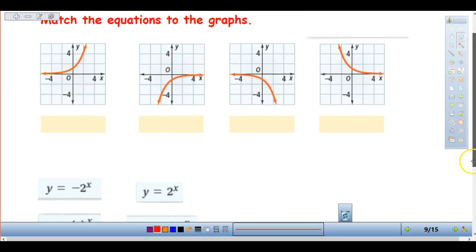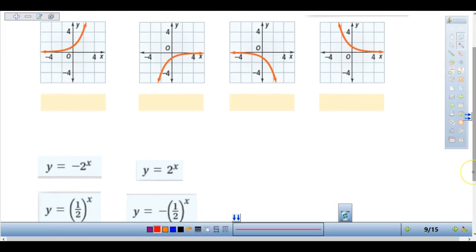Now down below, we have where we can match these. Let's just talk about them here. You notice this equation here and this one look very similar. This one, though, has a negative in the front. Here, it's not a negative exponent, it's a negative number. So that just means that my y values will be negative. So that's going to leave either this one or this one. Now we have to decide.